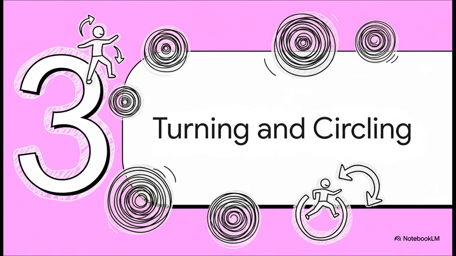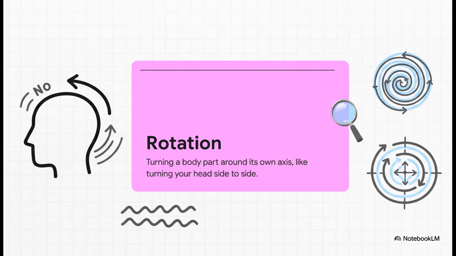Now let's get a little fancier and see how these simple moves can combine to create more complex stuff, like turning and making big circles. First up, rotation. And honestly, this is exactly what it sounds like. It's just turning or twisting a body part around its own axis. The easiest way to think about it? Just shake your head no. Your head is rotating on your neck. You're not bending it forward or back, you're just pivoting.